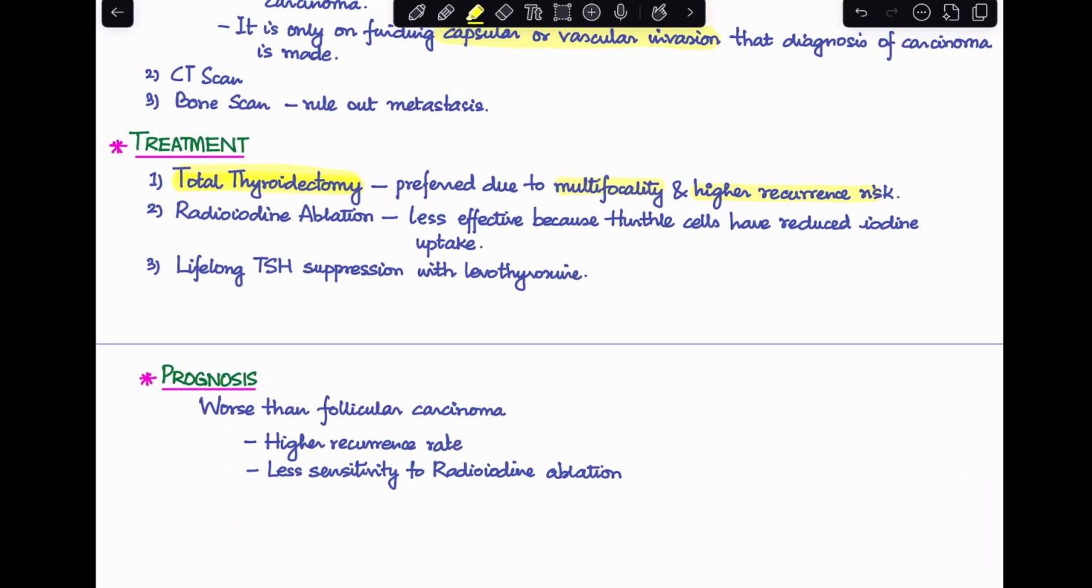That's about the treatment. Coming to prognosis, Hürthle cell carcinoma has a worse prognosis than that of follicular carcinoma because of its high recurrence rate and very less sensitivity to radioiodine ablation. So that's our short note on Hürthle cell carcinoma.